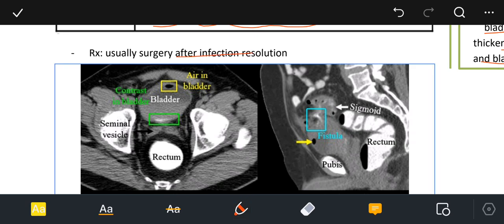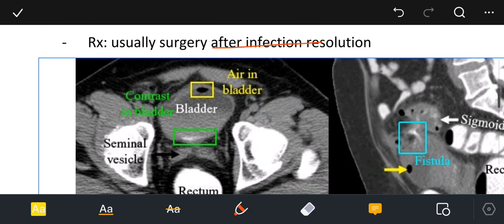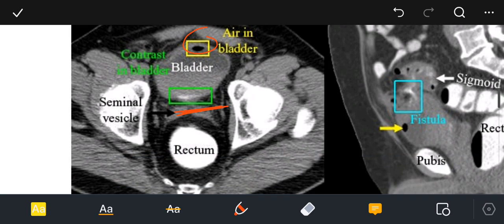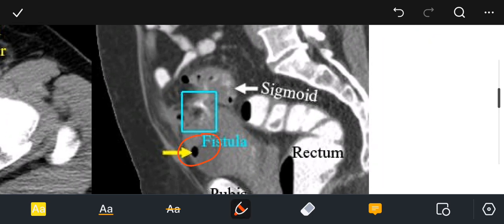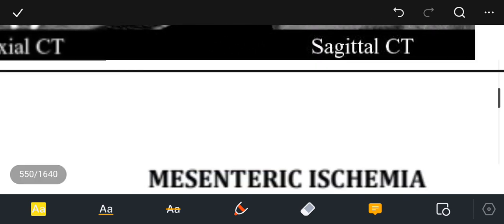So in this picture you can see that there is air in the bladder. Here you can see the air in the bladder, and the contrast is also present in the bladder, and you can see the thickening in the bladder. I think it is the seminal vesicle, rectum, and so on. So here you can see the fistula is present over here like this. This is the rectum and pubis, and now let's go forward.